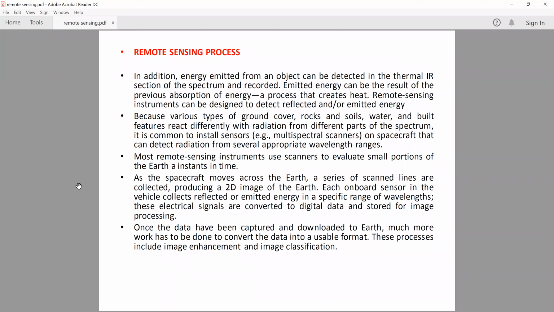So, in addition, energy emitted from an object can be detected in the thermal IR section of the spectrum and recorded. Emitted energy can be result of previous absorption of energy, a process that creates heat, and remote sensing instruments can be designed to detect reflected and or emitted energy. लेकिन जो emitted energy है, that can have different constituents क्योंकि उसमें फिर mixture होगा from the active source and the passive source, and it takes time to emit in different volumes. के लिए you need to have different sensors which can classify the emitted energy and the reflected energy.